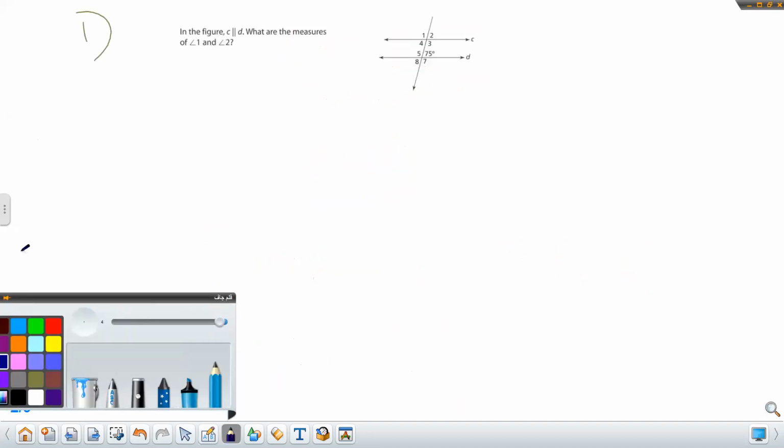Okay, question number 1. In this question, C is parallel to D. What are the measures of angle 1 and angle 2? First, remember what you studied.